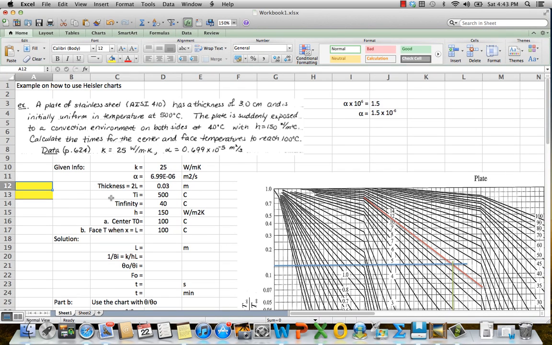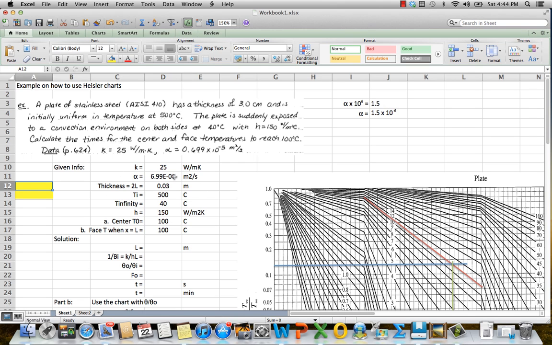Okay, so I'm going to do again those examples on the Heisler chart so that you guys have it. You can pause it, rewind it, etc., and see exactly what to do in case you're still having problems reading those charts. So this first example is for a plate.